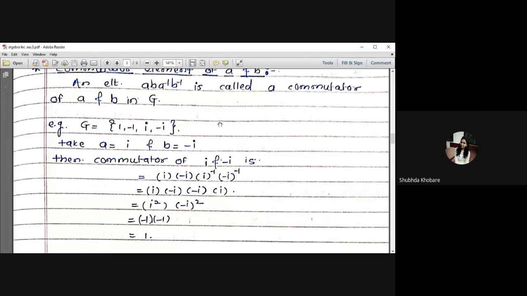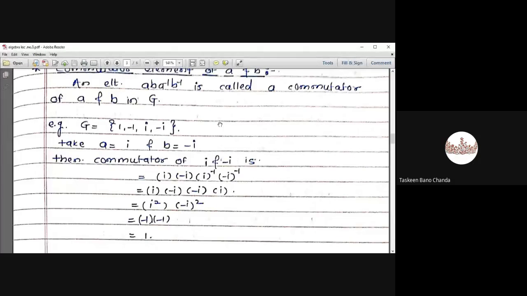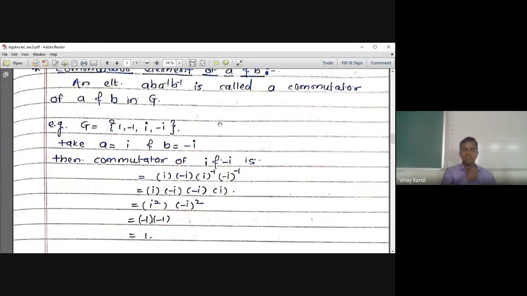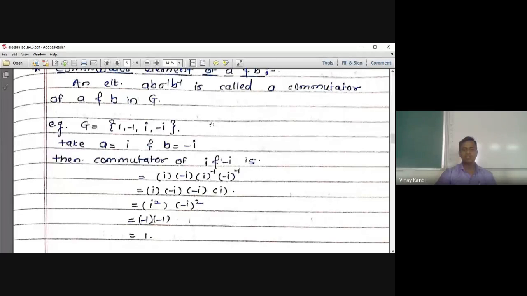The answer is minus 1. The inverse of 1 is 1, and the inverse of minus i is i. So the product of i and minus i is minus 1, and minus 1 into 1 is minus 1. So the commutator element is minus 1.